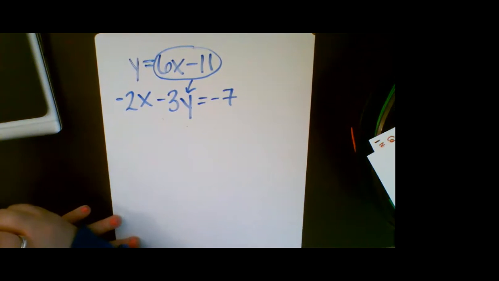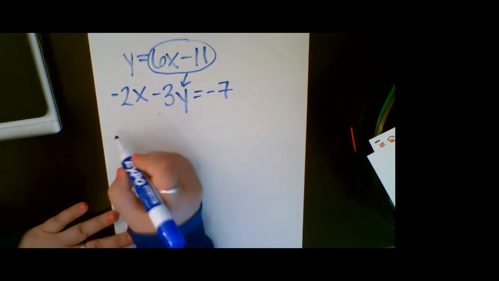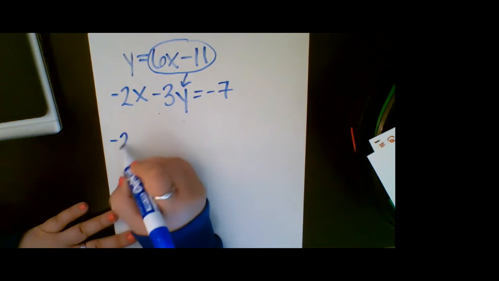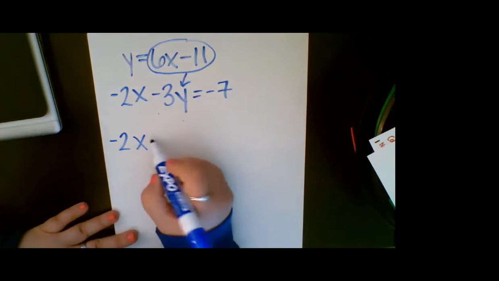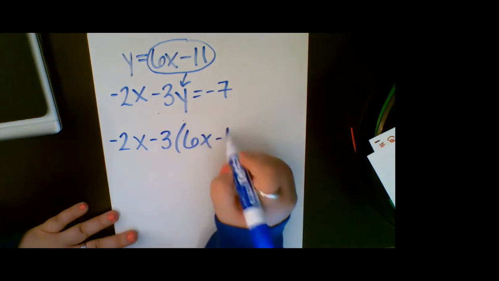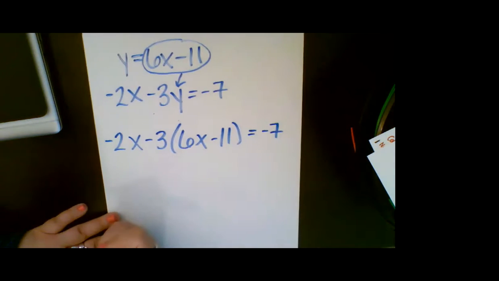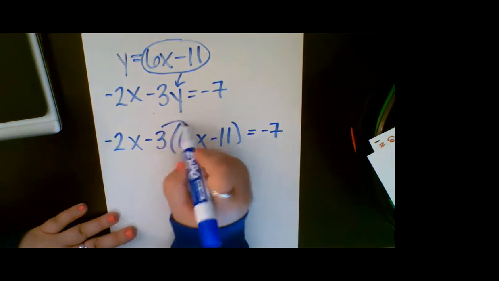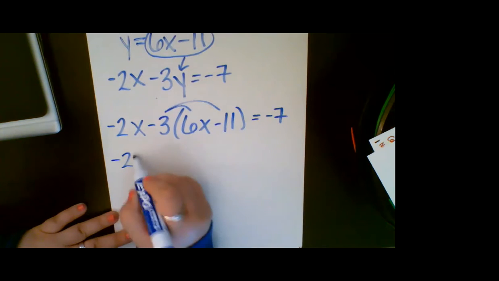We're going to substitute in for y. So negative 3 parentheses 6x minus 11. We're going to have the negative 2x minus 3, and we're going to replace the y with what y is equal to, equals negative 7. Did I lose anybody? Now you've got to distribute. So now it's a multi-step equation. We're going to distribute.